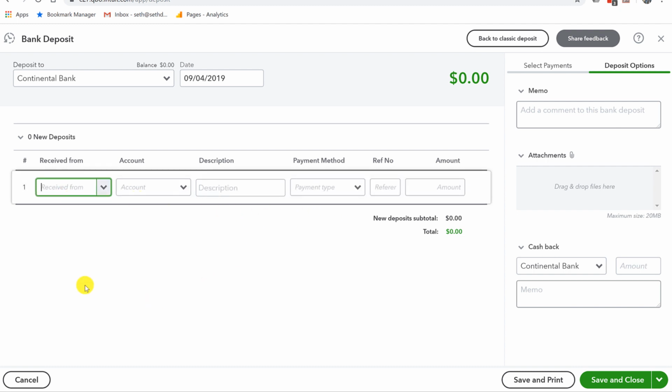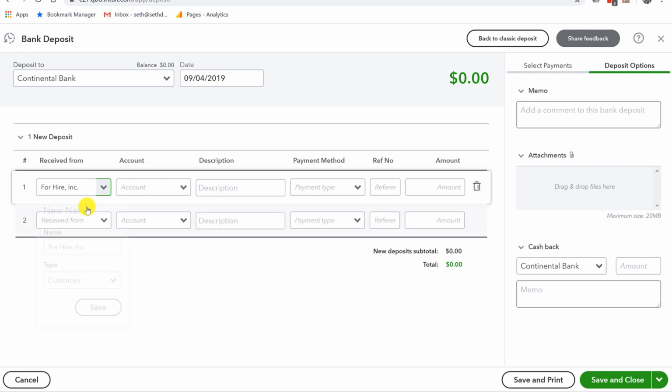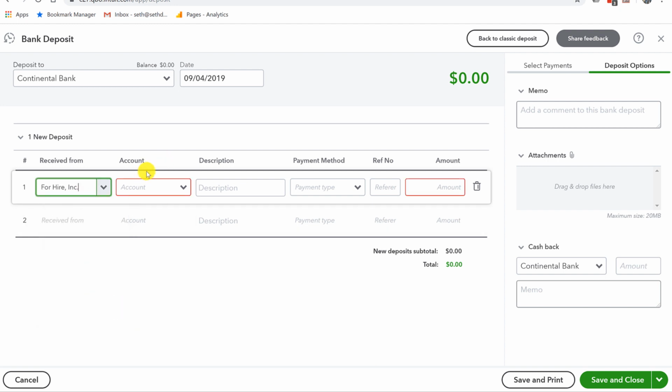Anyway, receipt from you could leave blank theoretically, but we could also put that it's from For Hire Inc. We'll add that in. And it's going to assume it's a customer. We can change that to a vendor, because remember, the money may go the other way at some point. That's one of the other points I made in the write-up.